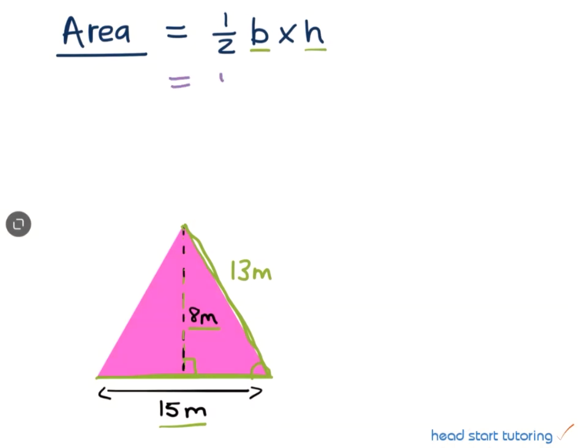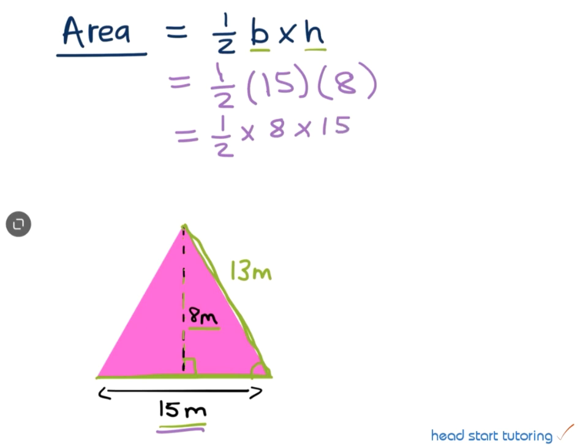So if we plug in our numbers, we've got half the base, and the base is equal to 15. And then we multiply our height, which is equal to not 13. It's equal to 8 meters, right? So now, as I said in the previous example, if your base is an odd number, it's obviously more difficult to halve and get a whole number. So we could rather halve our height and then multiply our base. So we could change this around to say half of 8 and then multiply that by 15.